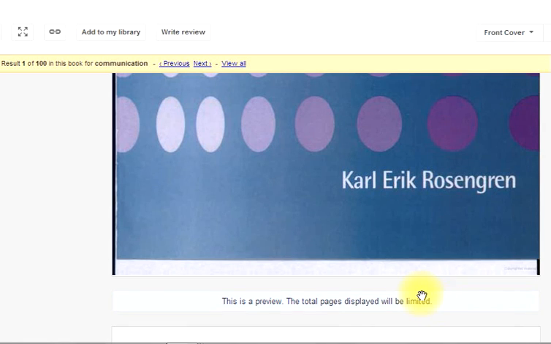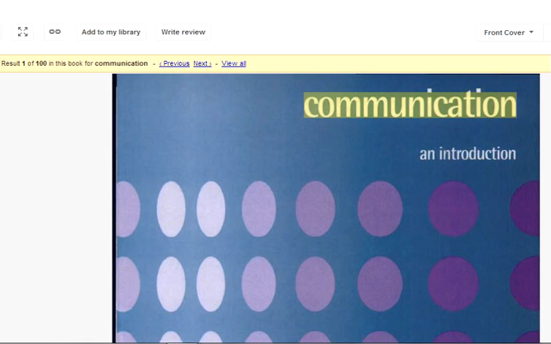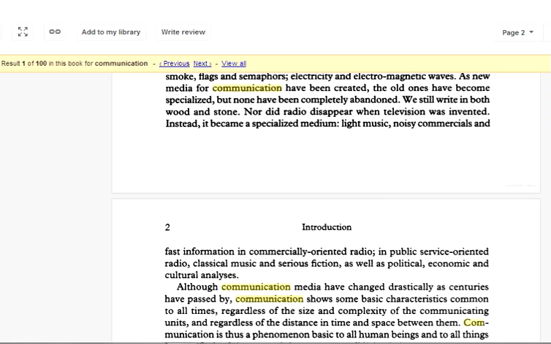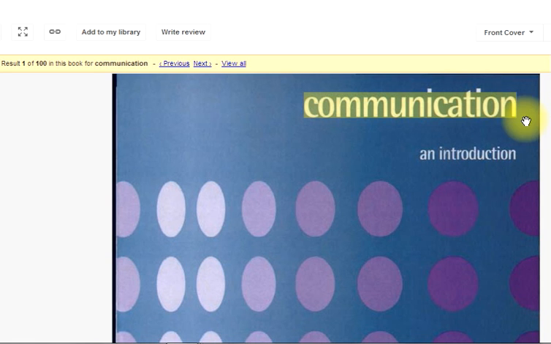Alright, in this short video I want to show you how to write an MLA styled full source citation, which is going to be a works cited entry for a book with a single author. Alright, and what we have here is Google Books, and I'm looking at a preview.